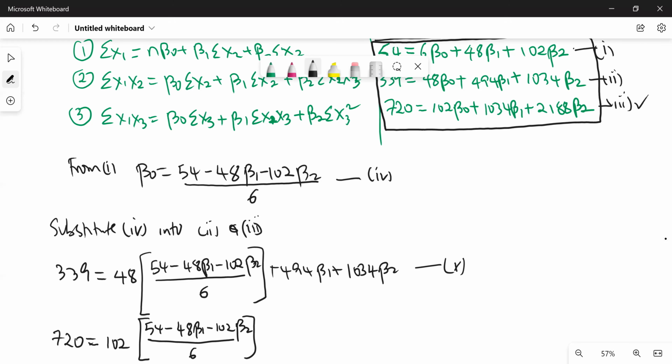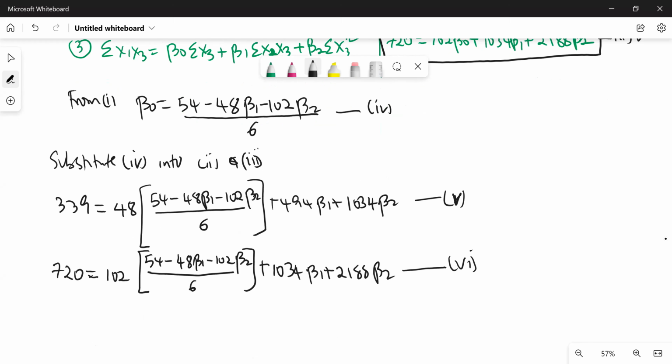Then plus what? Plus 1034. Yeah, 1034 beta 1 plus 2188 beta 2. If you simplify this again, you will get an equation with beta 1 and beta 2 as the unknowns. So you can call this one equation 6.